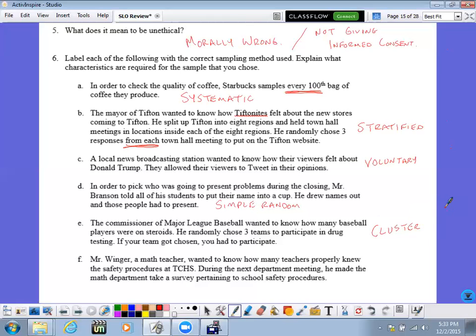And the last one, Mr. Winger, a math teacher, wanted to know how many teachers properly knew the safety procedures at TCHS. During the next department meeting, he made the math department take a survey pertaining to school safety procedures. There is no randomness to it. It's not representative of the entire Tift County High School. Instead, it's only the math department. He's a math teacher, so it was convenience. So, convenience sample. Hopefully I spelled that right. Not really sure.